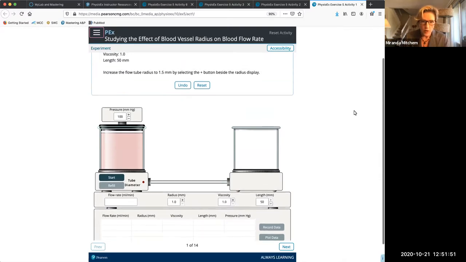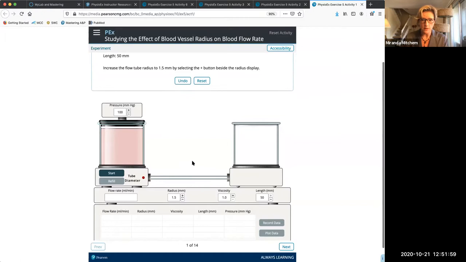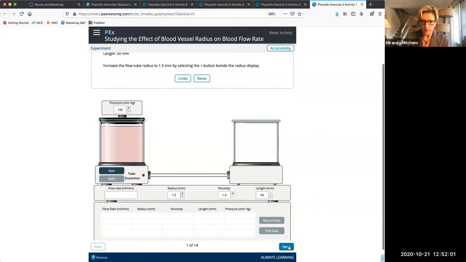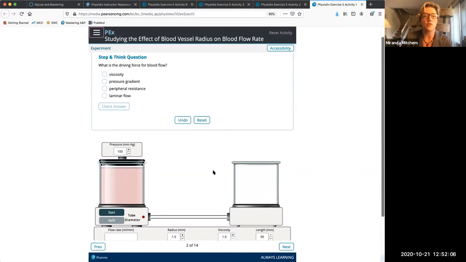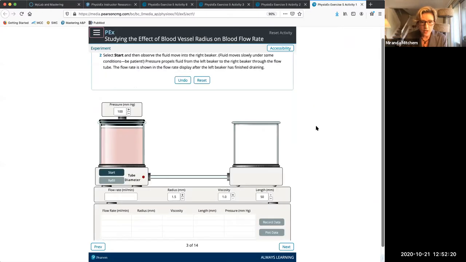So what we're going to do is it says to increase the flow tube radius to 1.5 millimeters. So I'm going to do that. And then, let's see, we've got a question. What is the driving force for blood flow? We've got viscosity, we've got a pressure gradient, we've got resistance, we've got laminar flow. Well, it's a gradient. Okay, submit question. Let's see.